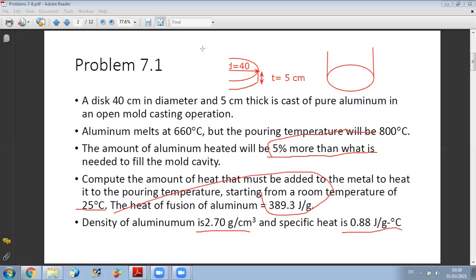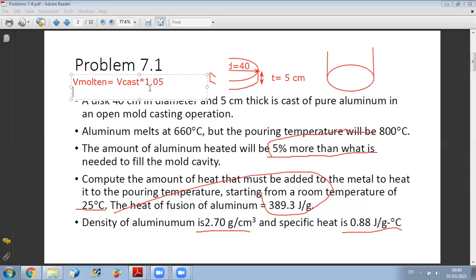So we can say that the molten volume will be equal to the final volume of the final cast, V cast, times what? Because they said the amount of aluminum heated will be 5% more than needed to fill the mold cavity, then we should multiply the final cast volume by 1.05. This will allow you to find the volume to be molten in this case.